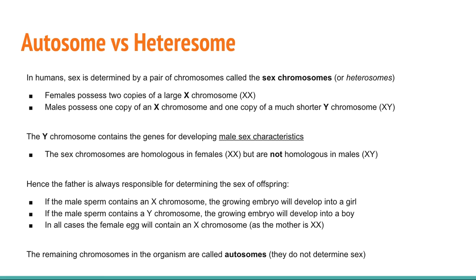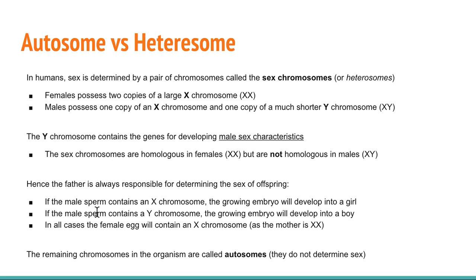Now, the difference between autosome and heterosome. So in humans, sex is determined by the sex chromosomes or heterosomes. Now, females possess two copies of a large X chromosome, XX. This is very important. And males possess one copy of an X and one copy of a Y. And remember that the Y chromosome is always shorter than the X. Now, the Y chromosome contains the genes for developing male sex characteristics. The sex chromosomes are homologous in females but are not homologous in males, because obviously in females that's XX.